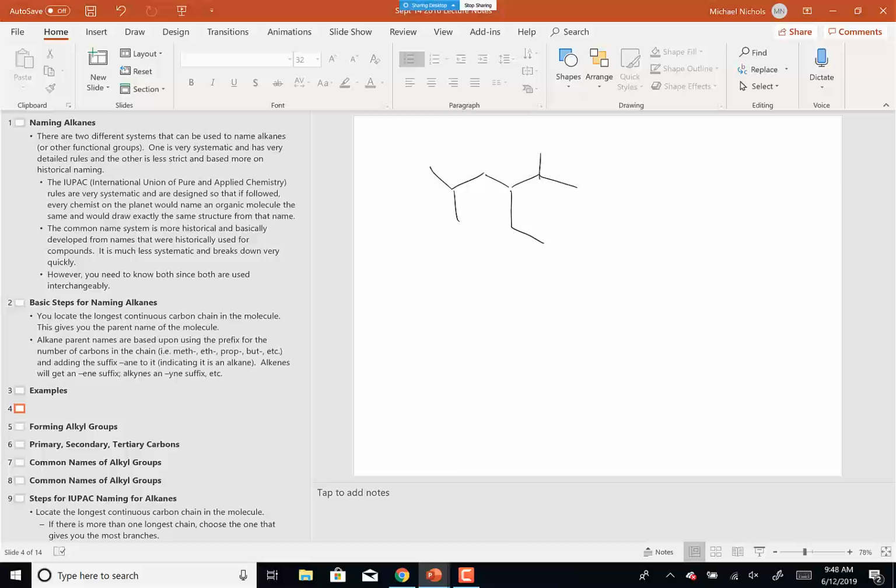So the first question is going to be, what's the longest continuous carbon chain? How many carbons? Do we all agree, 6? Where do you want to start?